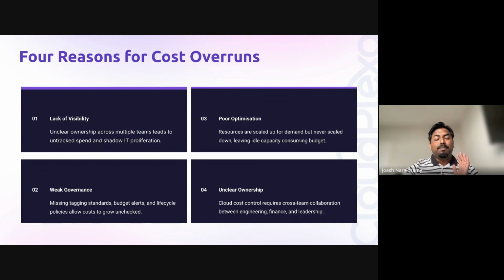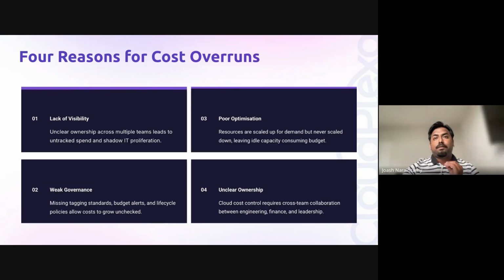Optimization isn't about making everything smaller, it's about making everything appropriate. The right resource for the right workload at the right time. Regular reviews ensure cloud resources continue to align with current business needs instead of your historic assumptions that may have been maybe 6 months ago, 12 months ago. That's the main purpose of it.